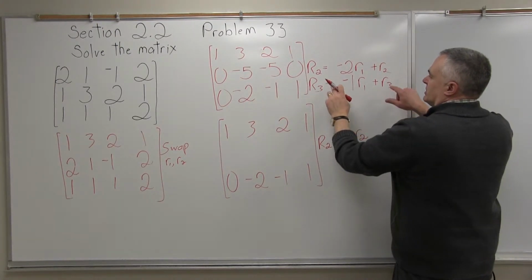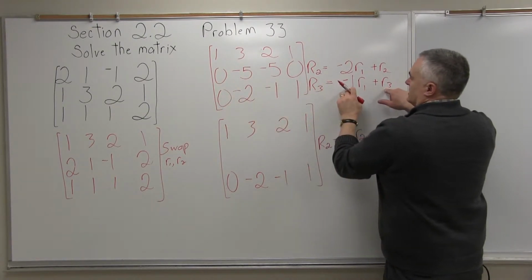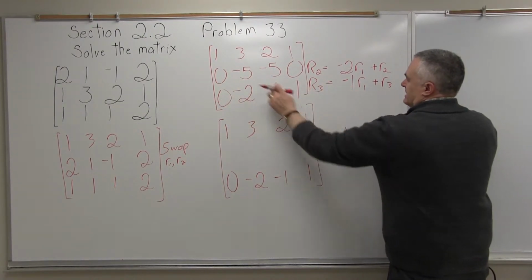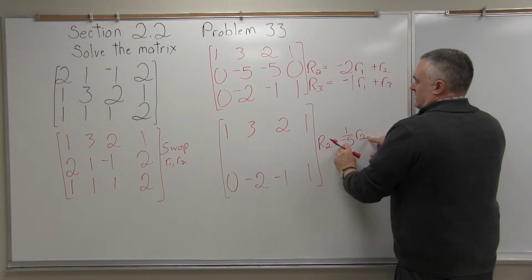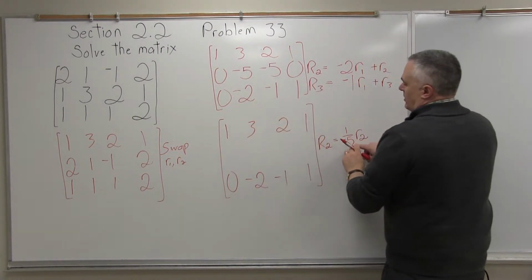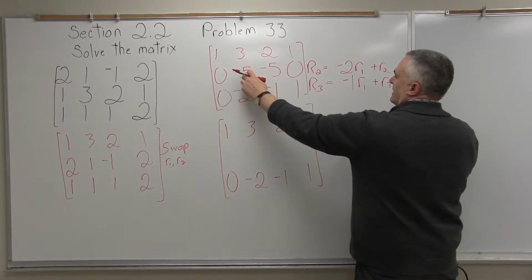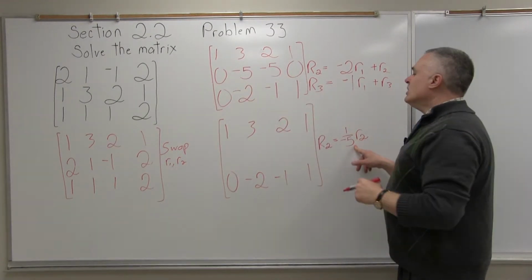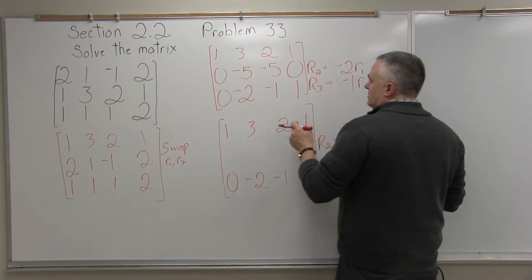Notice I keep the sign too, times the entire row. And here's a good example. Notice when I make zeros, I'm adding 2 rows together. When I make 1s, I'm only dealing with 1 row. When I make zeros, opposite sign. I was doing a positive 1, I use a negative 1. When I make 1, same sign, negative 5, negative 5. If that's important. So 1 over negative 5 times row 2.